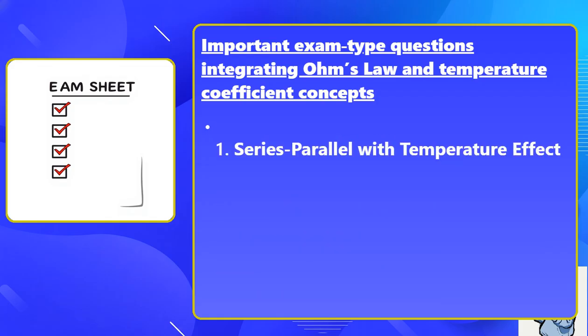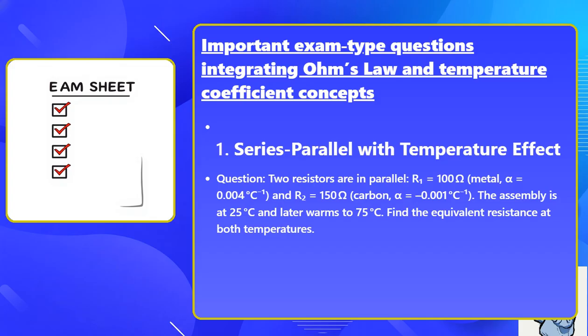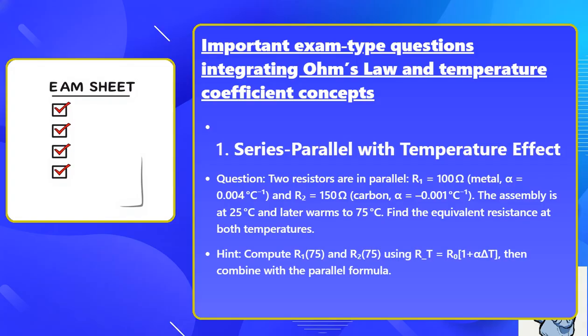2. Series parallel with temperature effect. Question: two resistors are in parallel. R1 equals 100 ohms, metal, alpha equals 0.004 per degree Celsius, and R2 equals 150 ohms, carbon, alpha equals negative 0.001 per degree Celsius. The assembly is at 25 degrees Celsius and later warms to 75 degrees Celsius. Find the equivalent resistance at both temperatures. Hint: compute R1 at 75 and R2 at 75 using Rt equals R0 times [1 plus alpha delta t]. Then combine with the parallel formula.